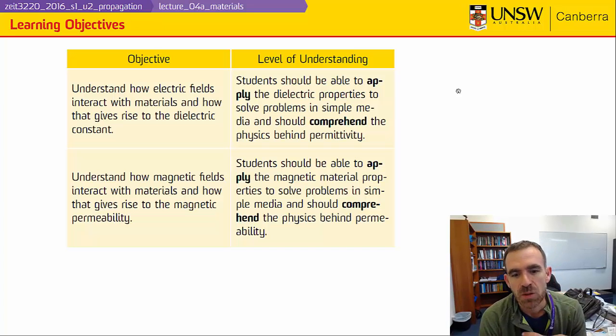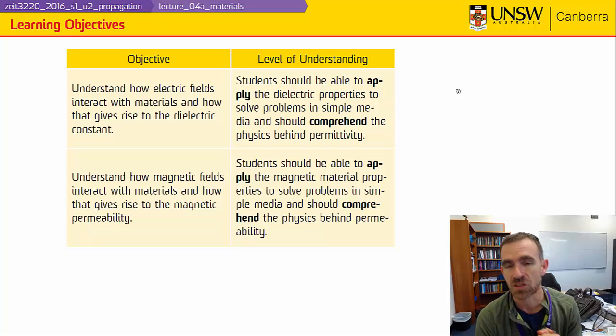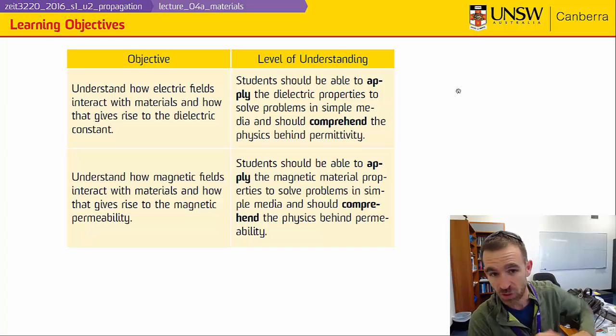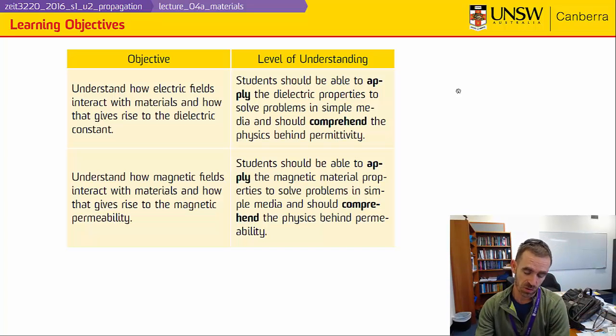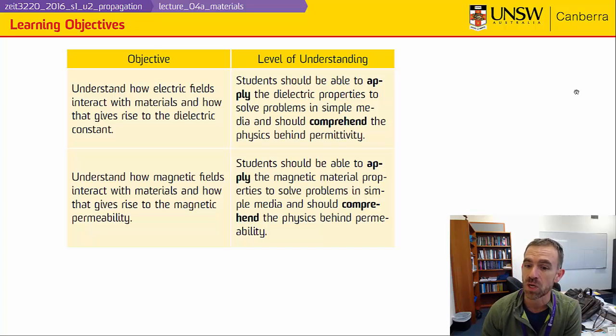On the magnetic side, very similar set of objectives. We want to know how magnetic fields interact with materials, with the same sorts of levels of understanding: to be able to apply magnetic materials to solve problems involving waves and understand a little bit what's going on. It turns out that magnetic physics is much less well described and understood, and so we're going to brush past it and just describe it all in terms of one simple constant.